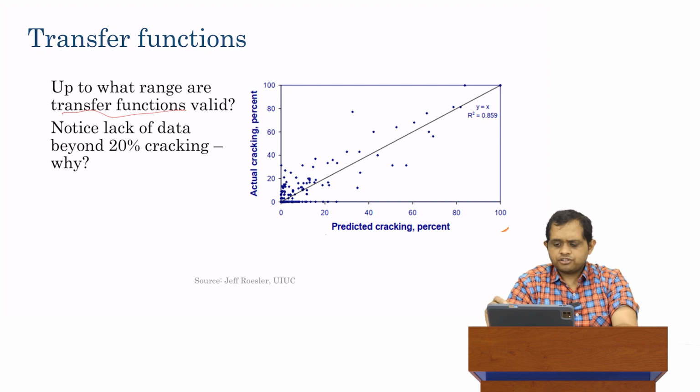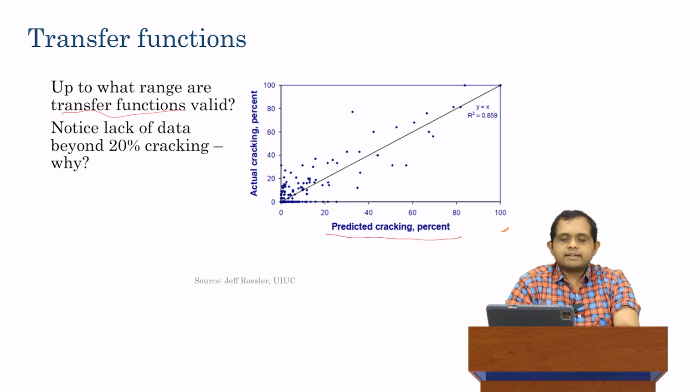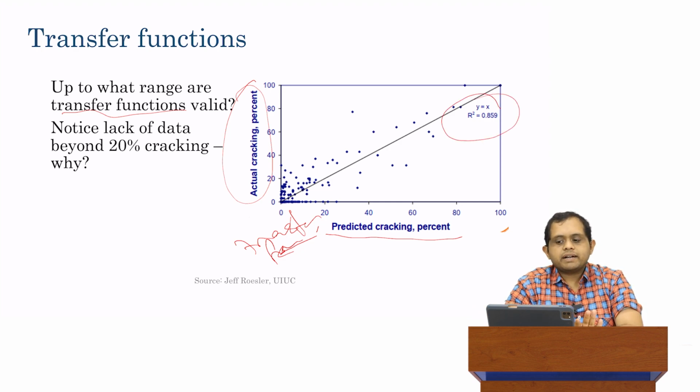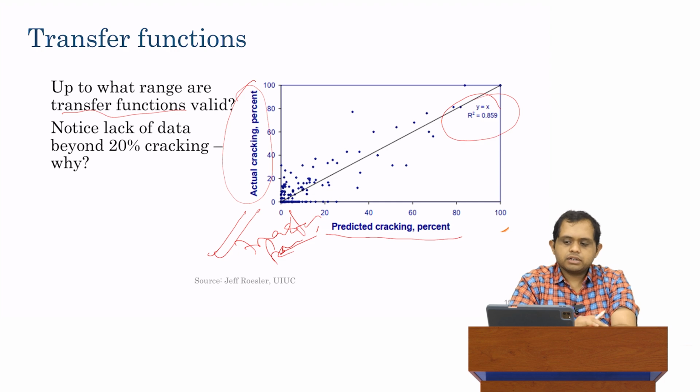To give you an illustration, let's look at this figure. On the x-axis is the predicted cracking and the y-axis is actual cracking. The predicted cracking is coming from a transfer function, and the actual cracking is whatever was measured. So we fit some amount of data to this. Here we see the R squared is 0.86, not bad. This is telling us that our transfer function is reasonably good. It's predicting 86% of the variability.